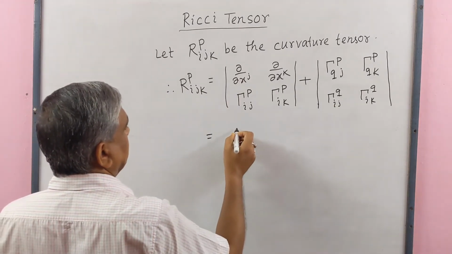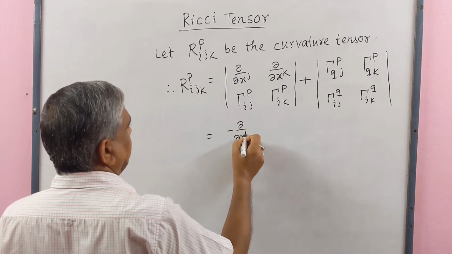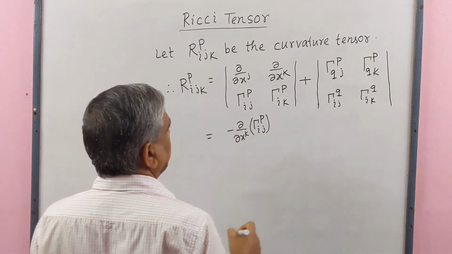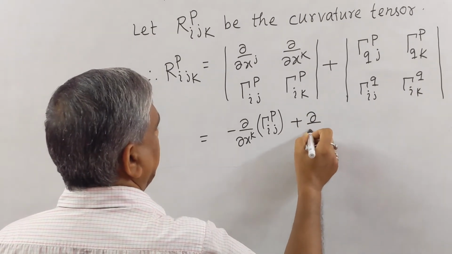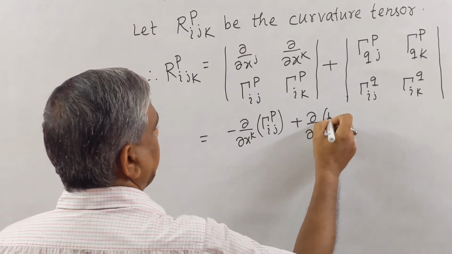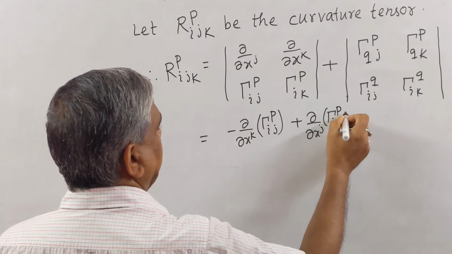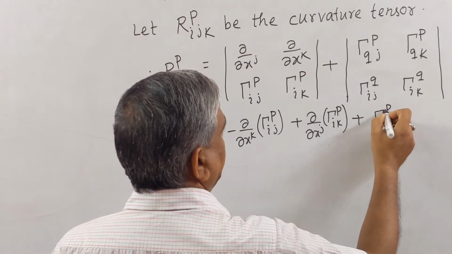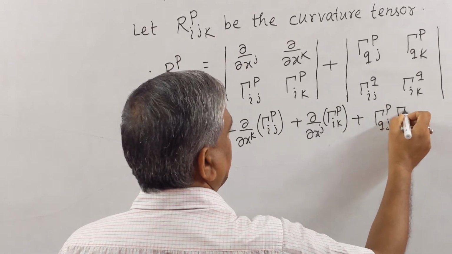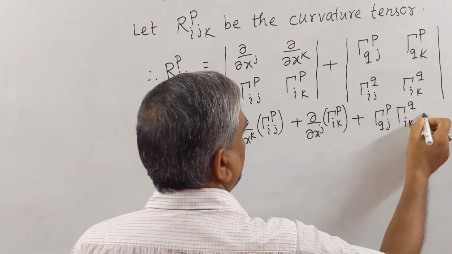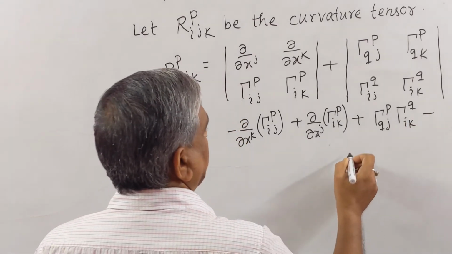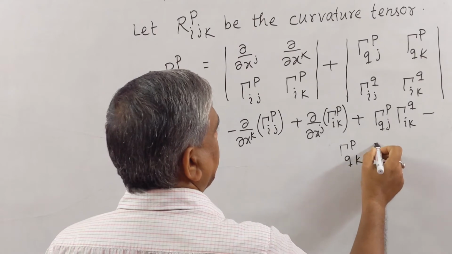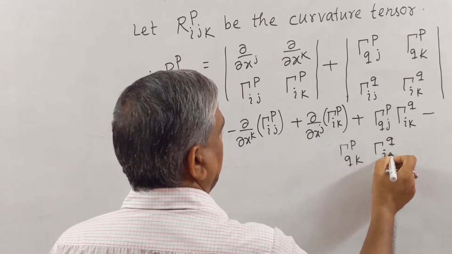equal to minus del by del x^k Christoffel symbol of second kind {p, ij} plus del by del x^j Christoffel symbol of second kind {p, ik} plus Christoffel symbol of second kind {p, qj} Christoffel symbol of second kind {q, ik} minus Christoffel symbol of second kind {p, qk} Christoffel symbol of second kind {q, ij}.